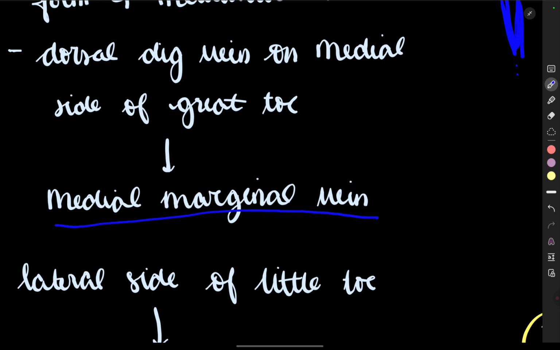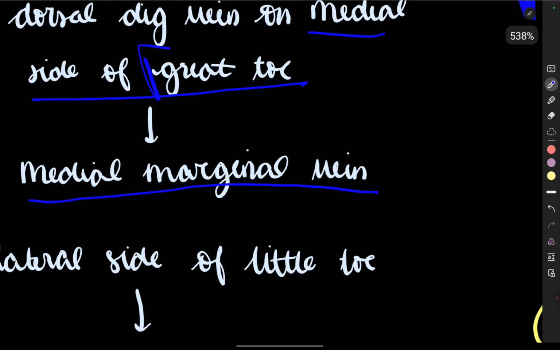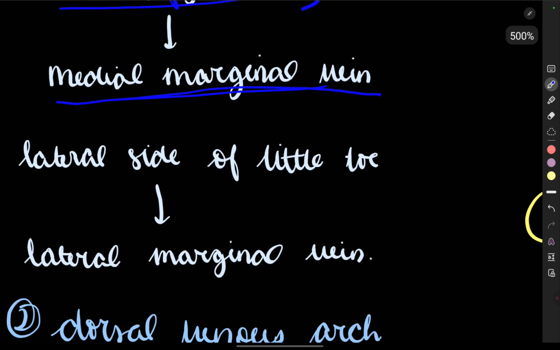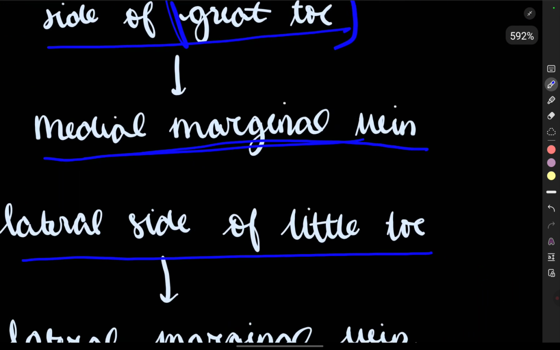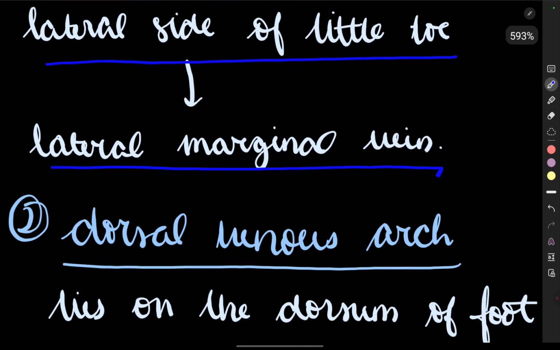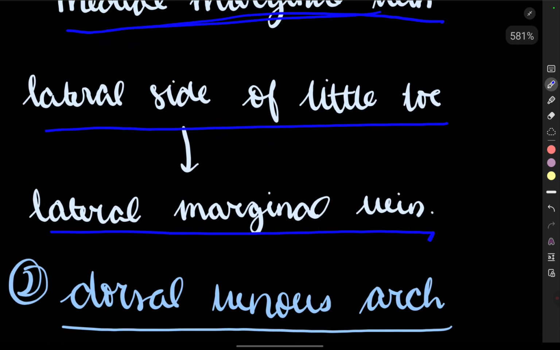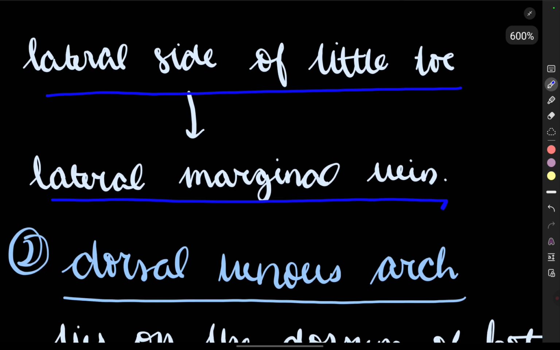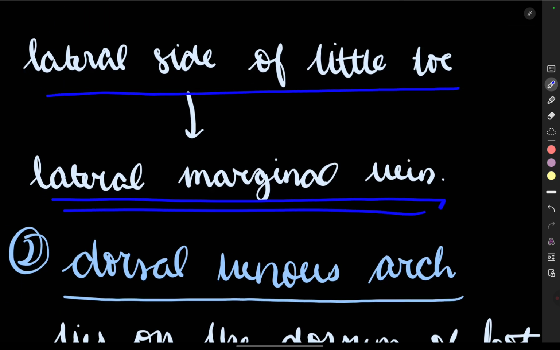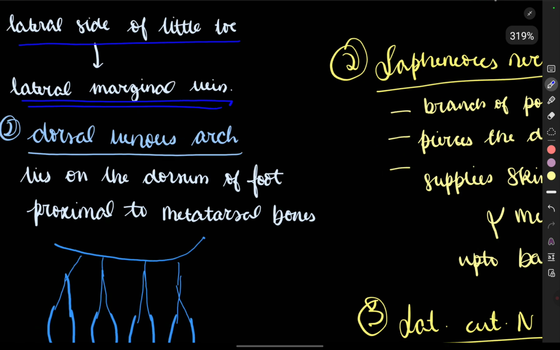Okay, the dorsal digital vein on the medial side of the great toe forms the medial marginal vein. The lateral side of the little toe forms the lateral marginal vein. As we know, the great toe is on the medial side and the little toe is on the lateral side. The big toe, or the great toe, forms the medial marginal vein. The lateral side forms the lateral marginal vein. We'll see this in the diagram below.